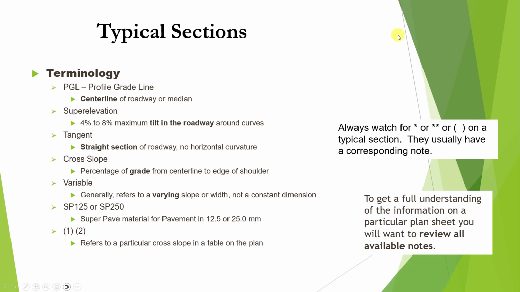SP 125 and SP 250 are Superpave material for pavement in 12.5 or 25 millimeters. And 1 and 2 in parentheses refers to a particular cross slope in the table on a plan. So if you see that, usually there's, and we might have some examples here in a minute. So the note on the right, it says watch for any asterisks or double asterisks or parentheses on a typical section. They usually have a corresponding note, so that's important. And to get a full understanding of information on a particular plan sheet, you want to review all available notes.